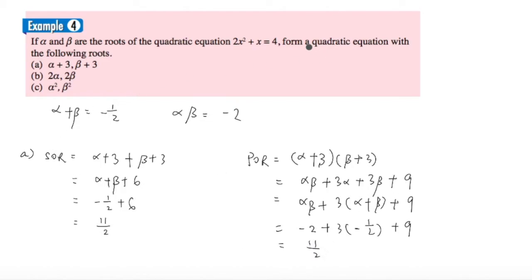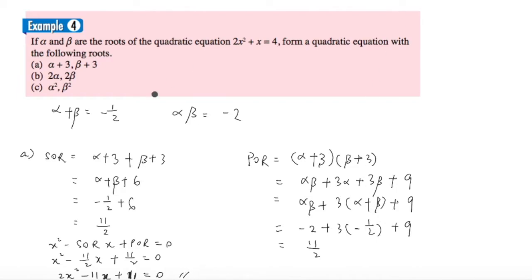Now, we form the quadratic equation. We use x squared minus sum of roots x plus product of roots equals 0. Use this formula. And we can multiply all by the highest denominator. Here both are over 2, so multiply all by 2. Multiply 2, you cancel the 2. Multiply 2, you cancel the 2. 11 equals 0. Done.